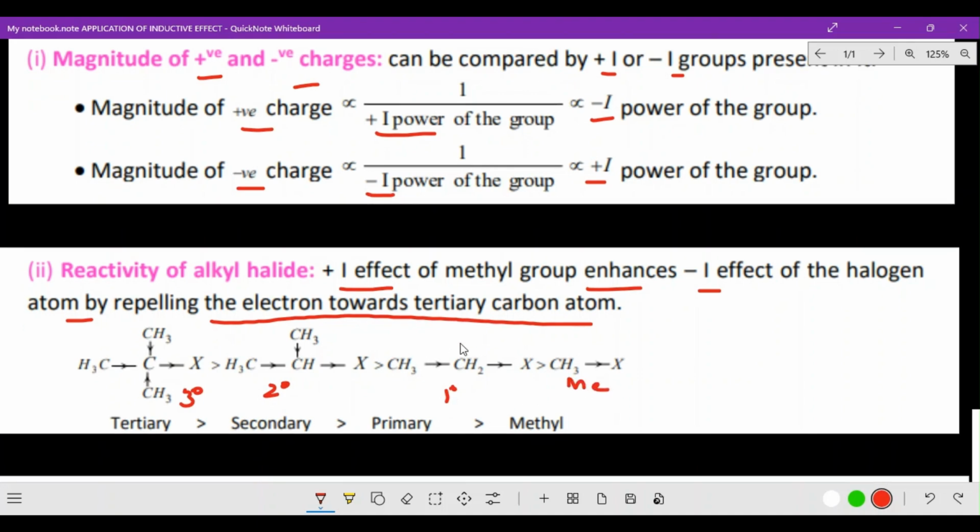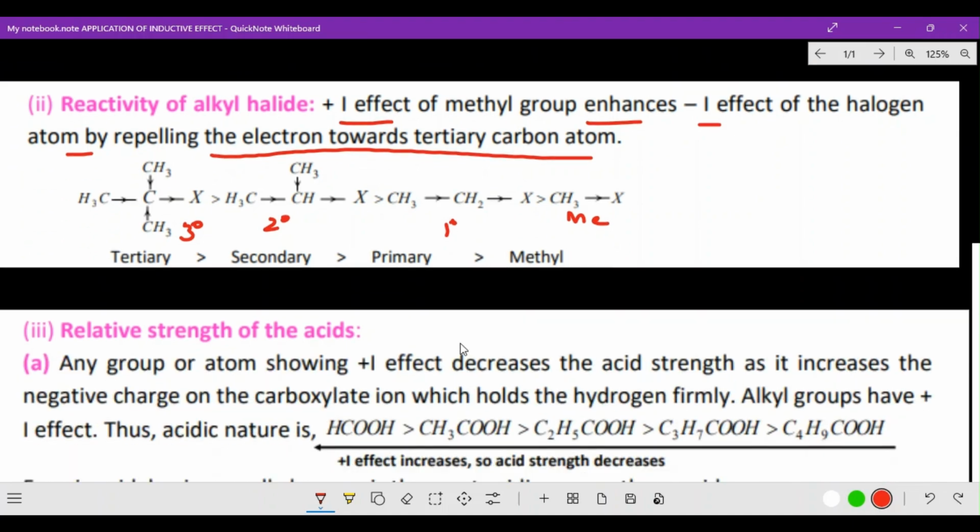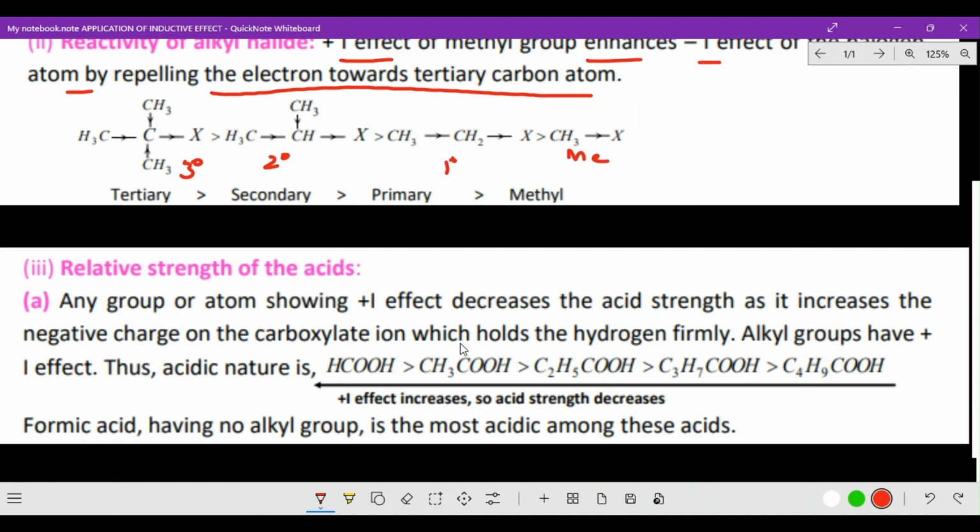Now the next important point to be noted, which is very important, is the strength of the acid. From here you will get enough questions. In this video we are going to check mainly this point. So, the relative strength of the acid: any group or atom showing plus I effect decreases the acid strength, as it increases the negative charge on the carboxylate ion, which holds the hydrogen firmly.